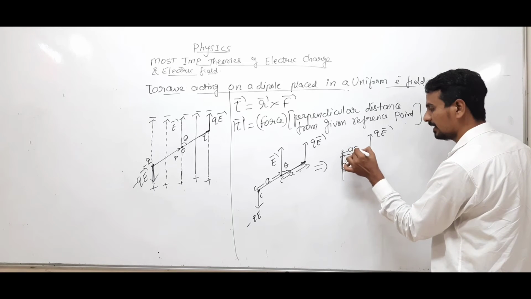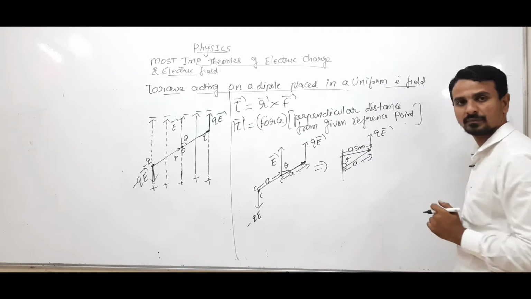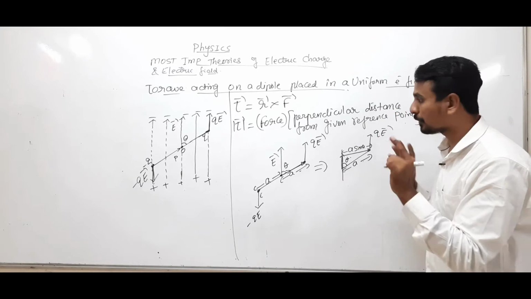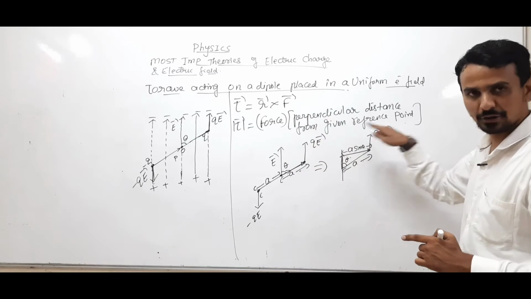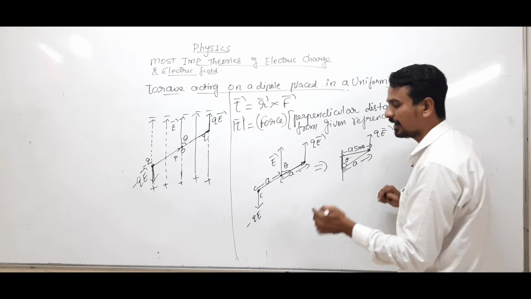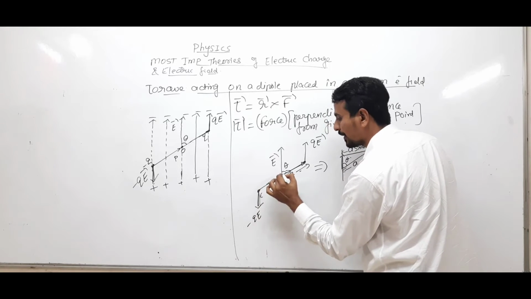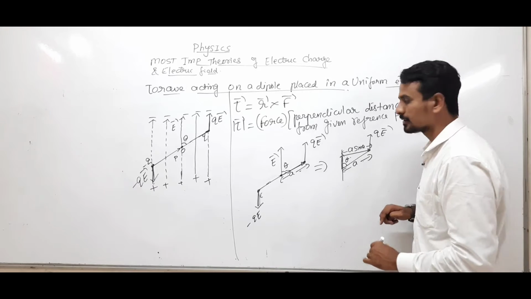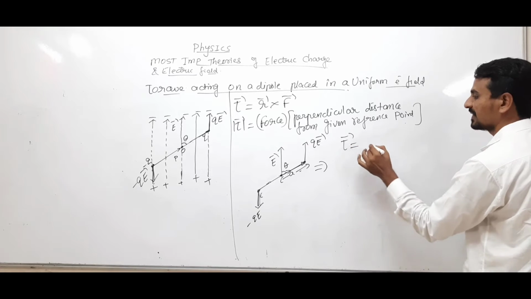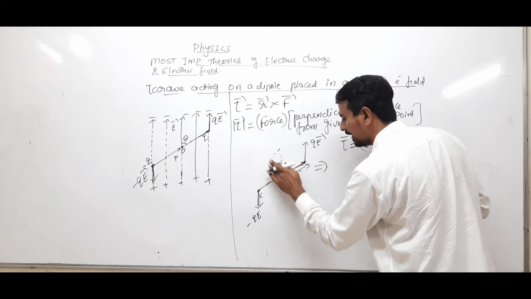So a sin theta is the perpendicular distance, because the force is in this direction. So a sin theta will be the perpendicular distance. What is torque? Force into perpendicular distance. So torque can be written as QE into a sin theta. In the same way, here also the torque will be QE into perpendicular distance. So the total torque acting on a dipole can be calculated as force, which is QE, and perpendicular distance, which is a sin theta.